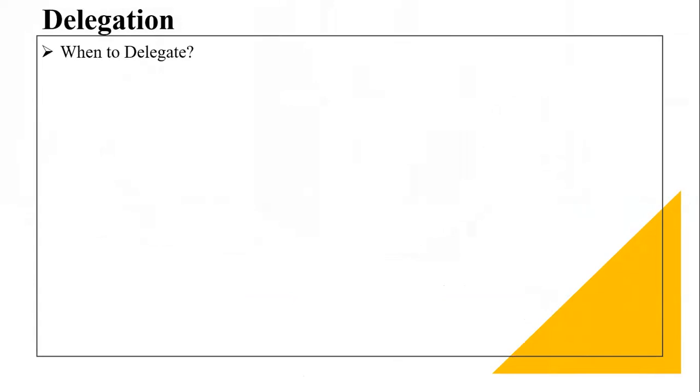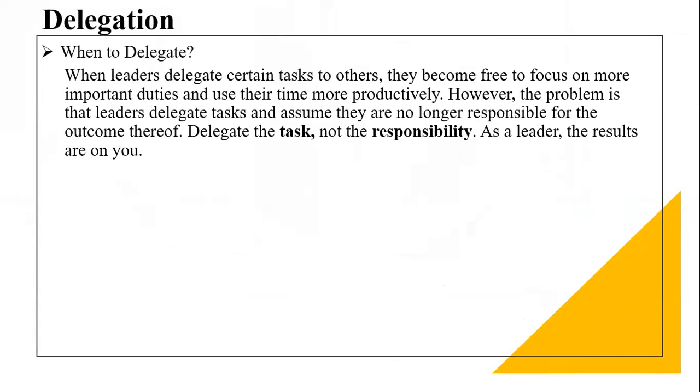Delegation. When to delegate. When leaders delegate certain tasks to others, it frees them to focus on more important duties and use their time more productively. However, the problem is that leaders delegate tasks and then assume that they are no longer responsible for the outcome thereof. So they need to know that they delegate the task, not the responsibility. And as a leader, you are ultimately still responsible for the outcome.